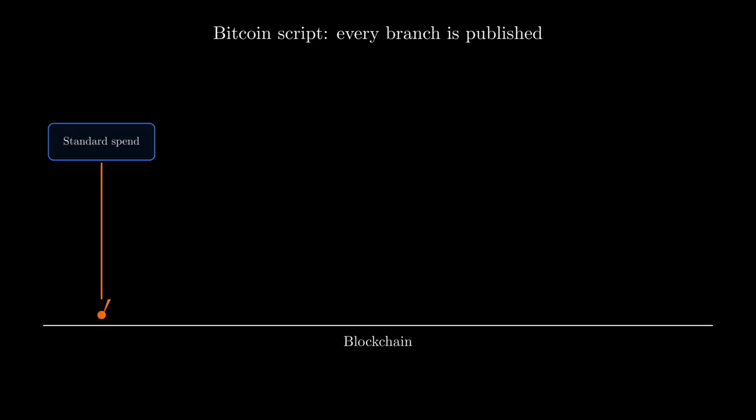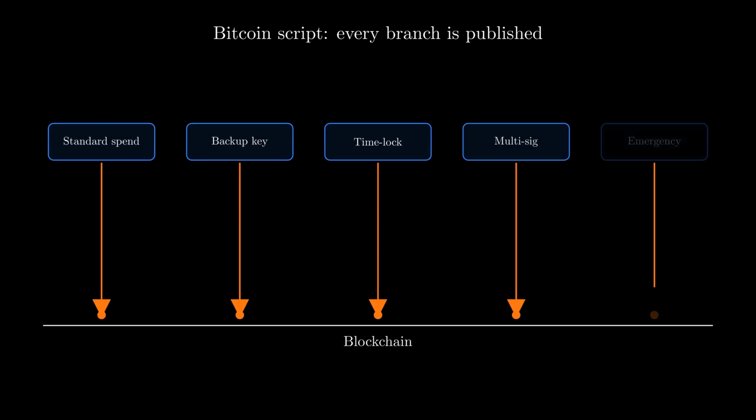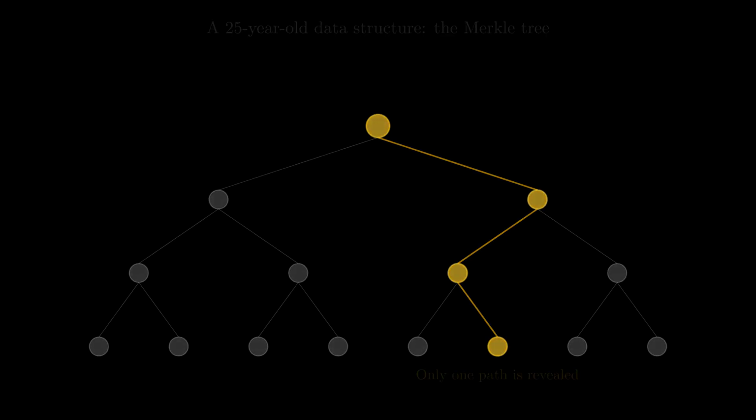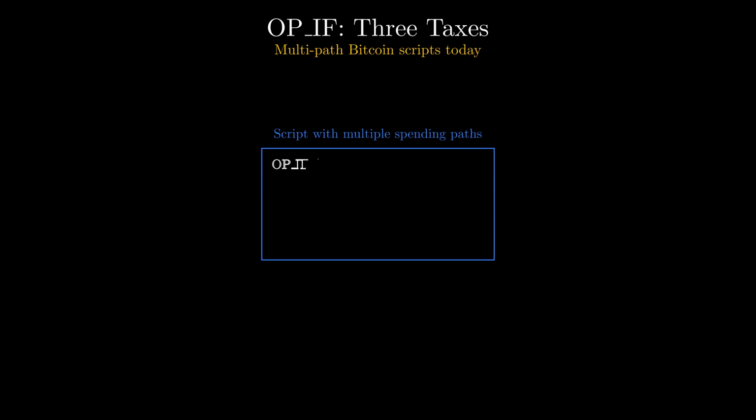Imagine signing a contract where every clause, including ones you'll never invoke, gets read aloud, photocopied, and billed to you. That's how Bitcoin's multi-condition scripts work today. Every branch, every backup key, every emergency clause hits the chain when you spend. A 25-year-old data structure quietly fixes all of it. It's called MAST. To see why this matters, look at what Bitcoin scripts do today.